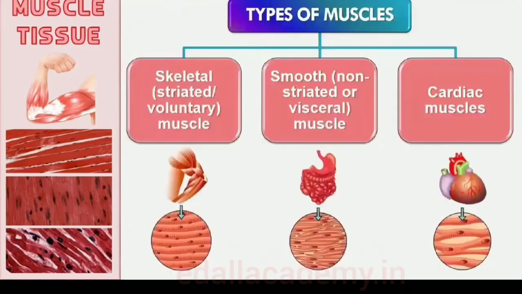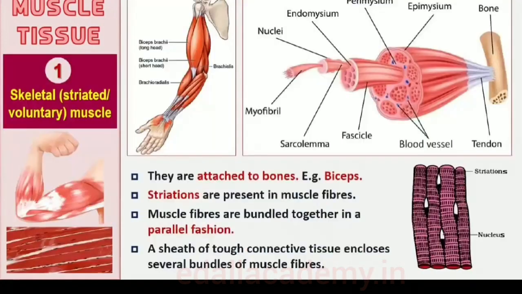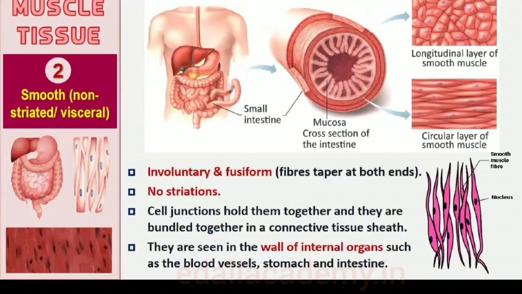Muscles are of three types: skeletal, smooth, and cardiac. Skeletal muscle tissue is closely attached to skeletal bones. In a typical muscle such as the biceps, striated (striped) skeletal muscle fibers are bundled together in a parallel fashion. A sheath of tough connective tissue encloses several bundles of muscle fibers. You will learn more about this in Chapter 20.